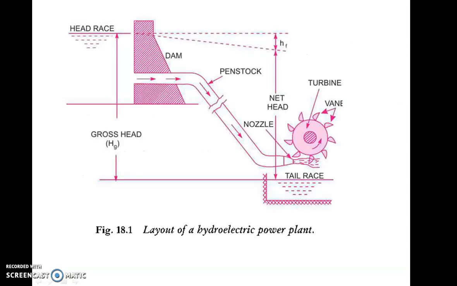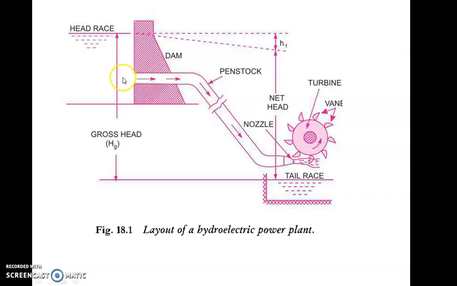Now if you see in this diagram, this is a dam. In this, there is a headrace. Headrace is nothing but the upper level of water inside the dam, and then there is a pipe coming out of the dam, and this pipe is called a penstock. This pipe is called a penstock.